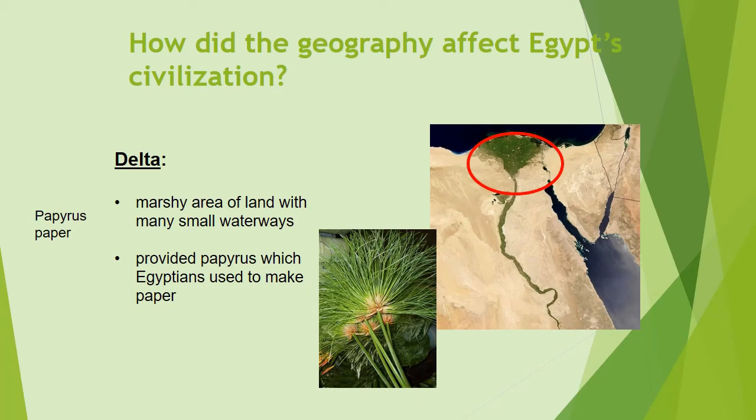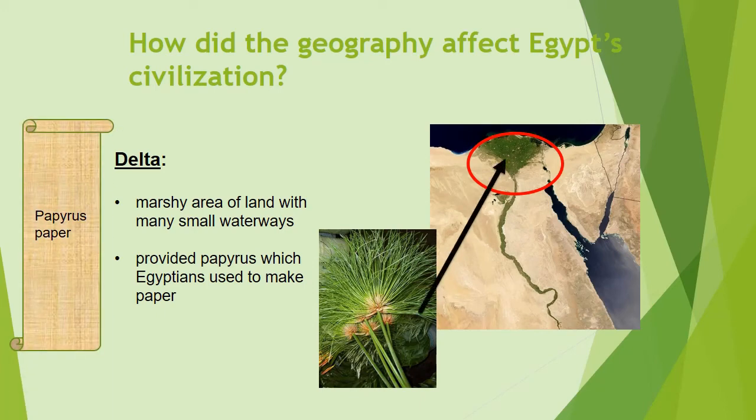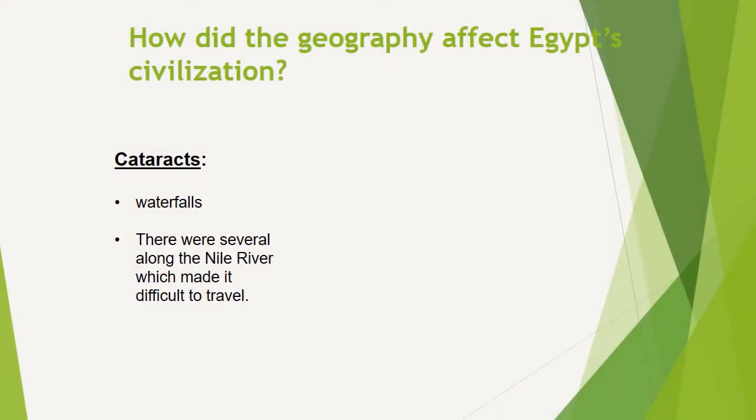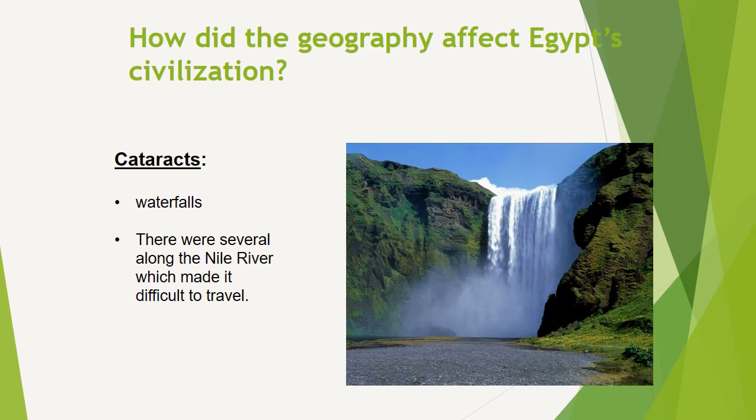The Delta: a marshy area of land with many small waterways. It also provided papyrus, which was used to make Egyptian paper. The cataracts: a waterfall. There were several along the river Nile, which made it difficult to travel, though.